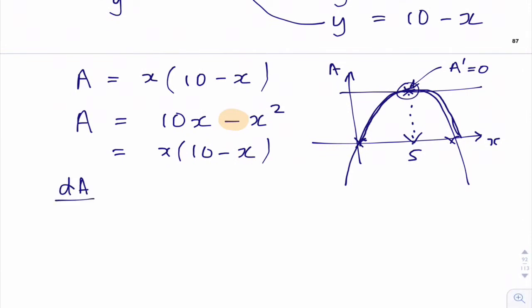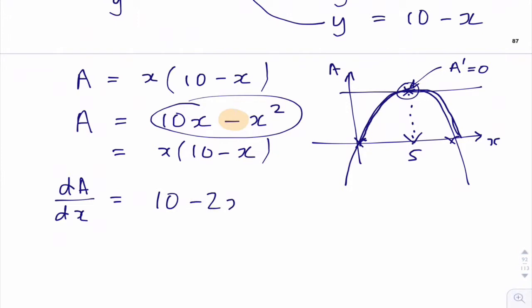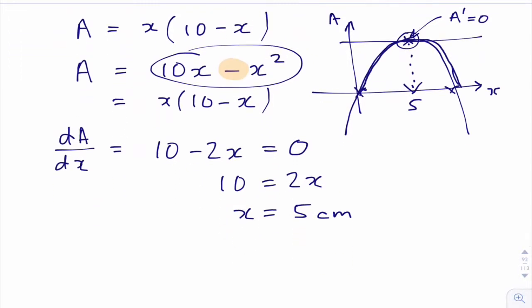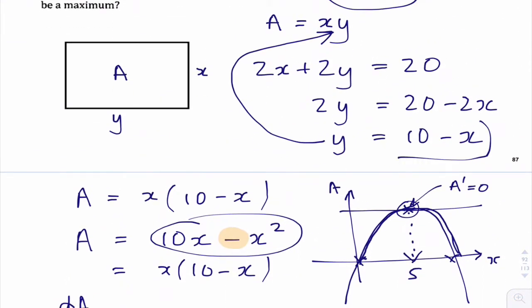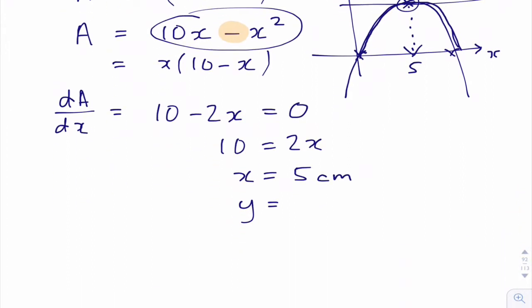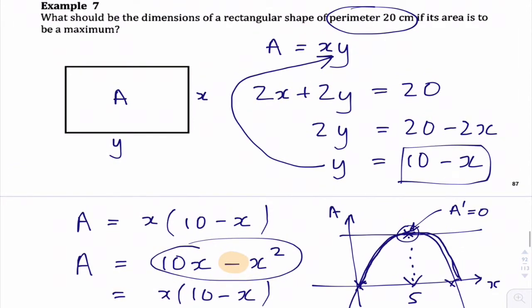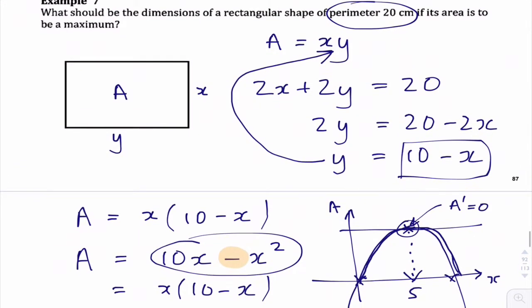This is actually dA/dx, the rate of change of A with respect to x. So looking at this expression here, it's going to be 10 minus 2x. Okay, and we want to know when the slope is equal to 0. So if we add 2x, divide by 2, you can see that x is equal to 5 centimeters. If we go back up to what we said, y was 10 minus x. So our y value here is 10 minus 5, which is also 5 centimeters. So x and y are both 5 centimeters. So that's the dimensions of our rectangular shape to get a maximum area.